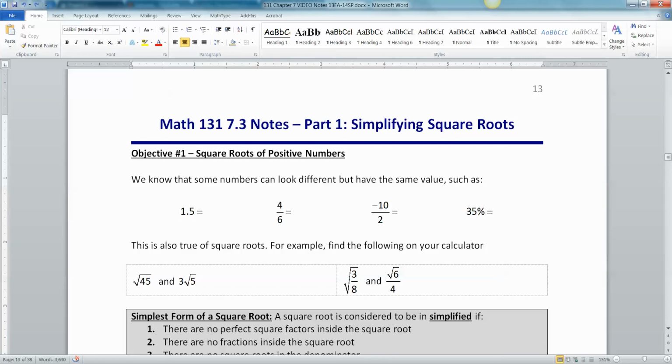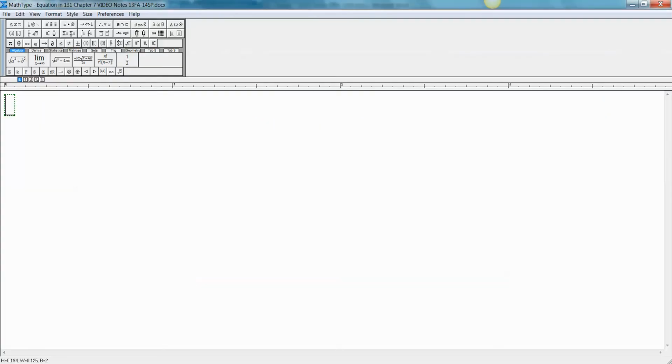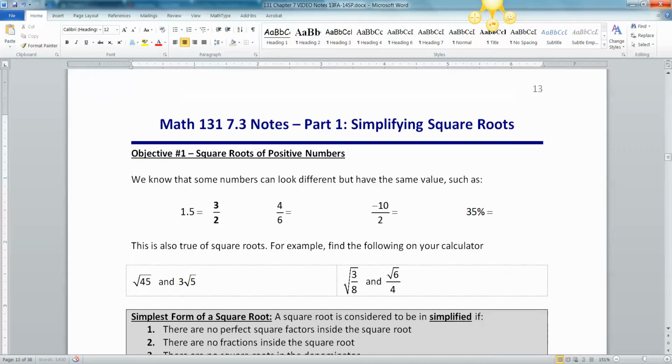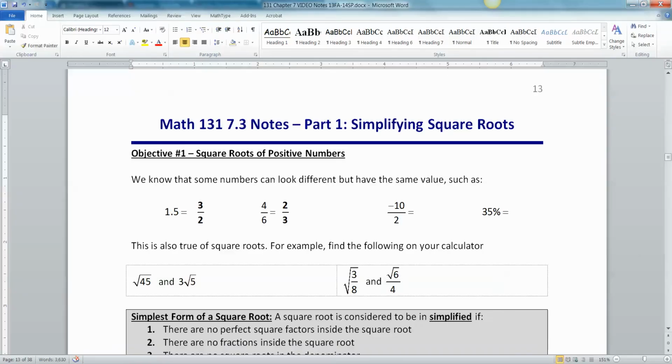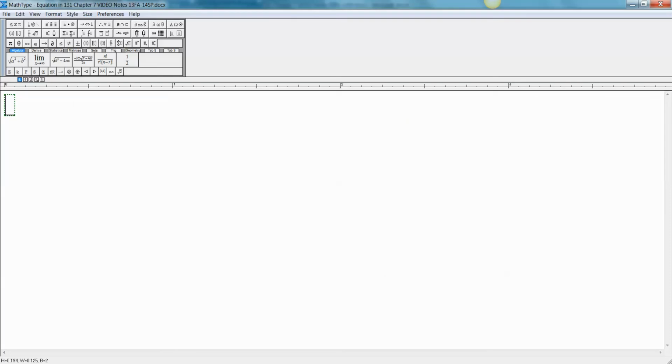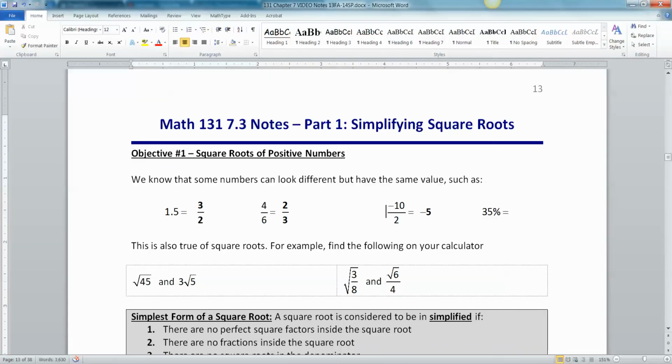All right, so let's begin with just trying to find some square roots of positive numbers. Let's work there. So we know that some numbers can look different but have the same value. For example, 1.5, we all learn in school, is the same thing as 3 halves, right? Or 1.5 if you like. 4/6 we all learn is the same thing as 2/3, right? Negative 10 over 2, that would be the same thing as, it doesn't have to always be a fraction here, it's negative 5. Same thing, right? It looks different, but it's the same.